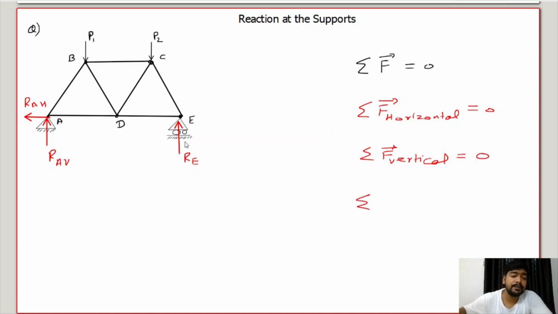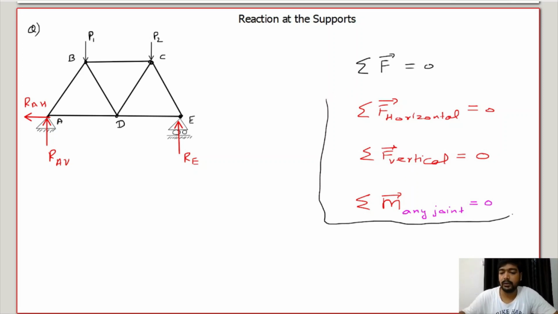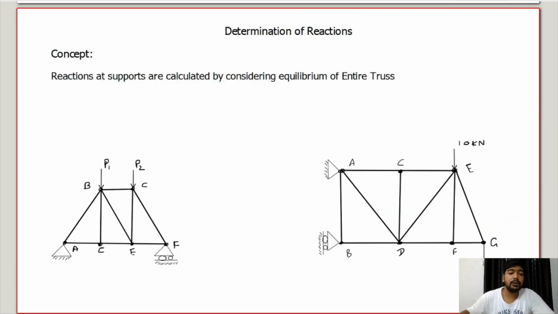And in this, if you calculate the moment at any joint, or any point, that should be 0. We will use these equations to calculate the reactions. Okay, clear? So let's move to the exact questions. This is our first question.